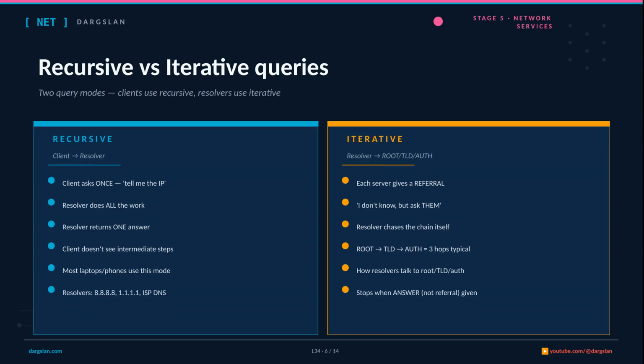It asks iteratively. Each server it contacts, root, then TLD, then authoritative, doesn't solve the problem. It just gives a referral saying, I don't know, but try them. The resolver chases that chain itself, hop by hop, until somebody finally returns a real answer instead of another pointer.